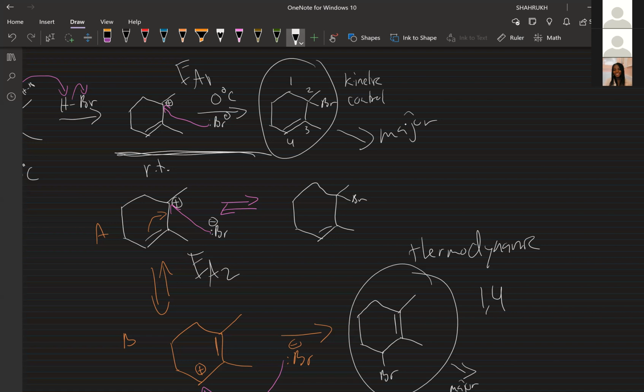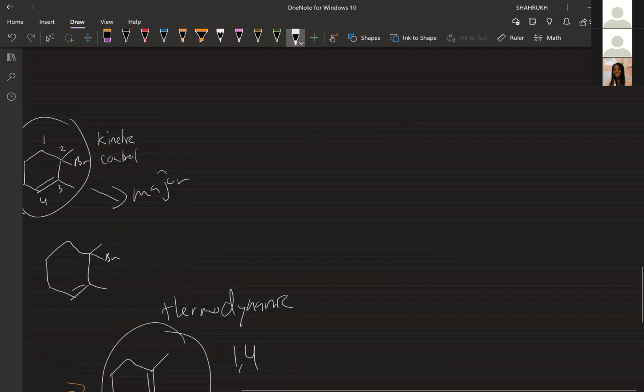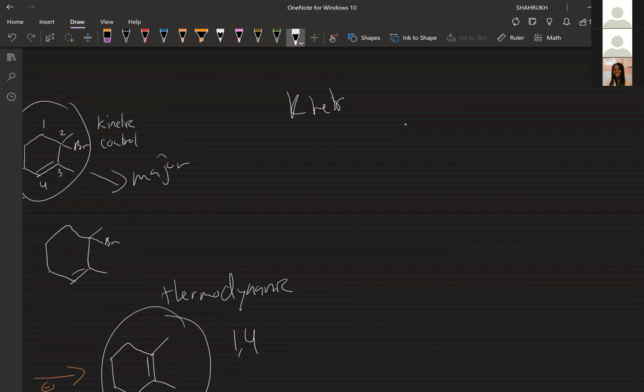So at the lower temperature, which product is forming? Is it thermodynamic? Both will form, but one is the major product. So let me just make this clear here. So kinetic control, right? So actually here.